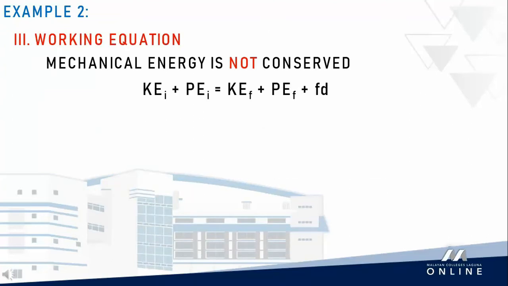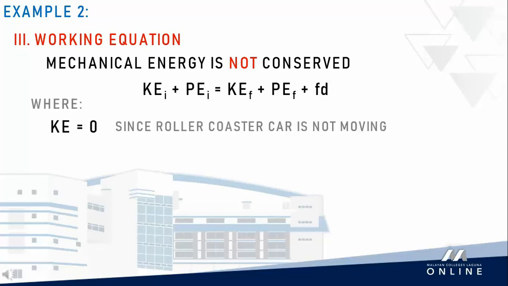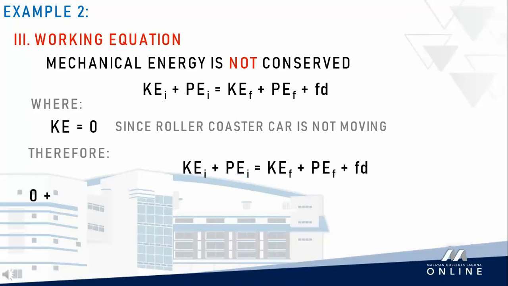Let us now substitute some values. Since it is not moving, the kinetic energy is zero. Then we add the initial potential energy, which we can compute using the formula mgh. Let us substitute the values: mass is 1050 kilograms times 9.8 meters per second squared times initial height of 50 meters is equal to zero.